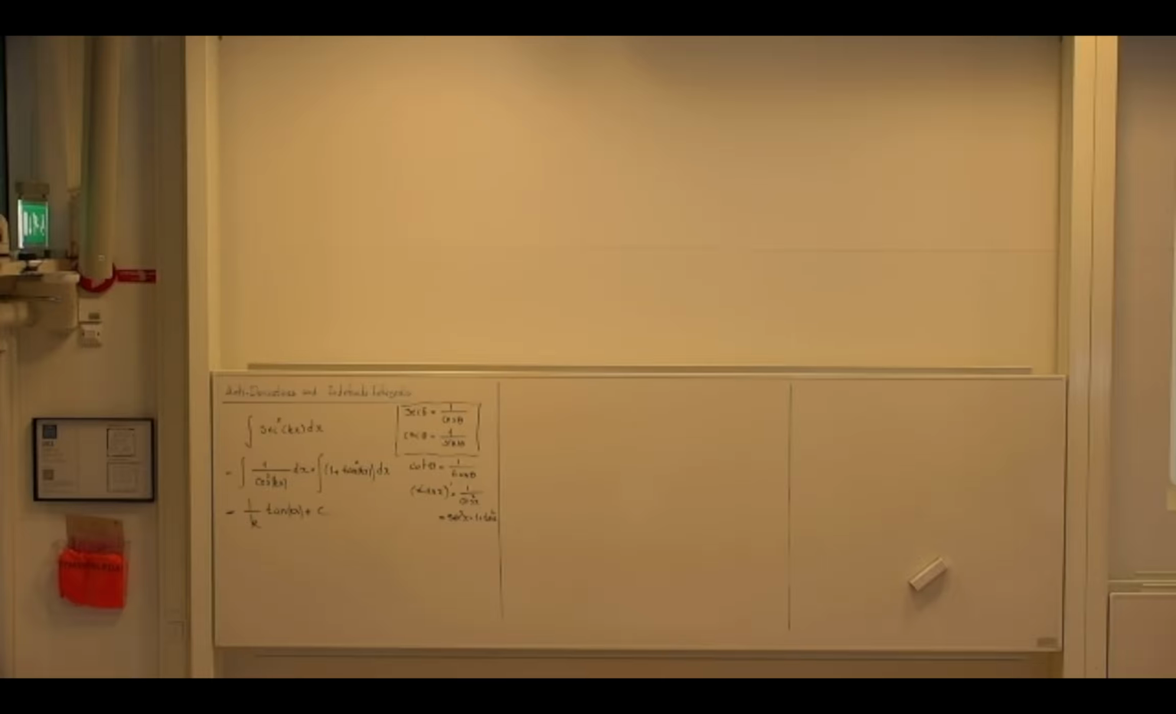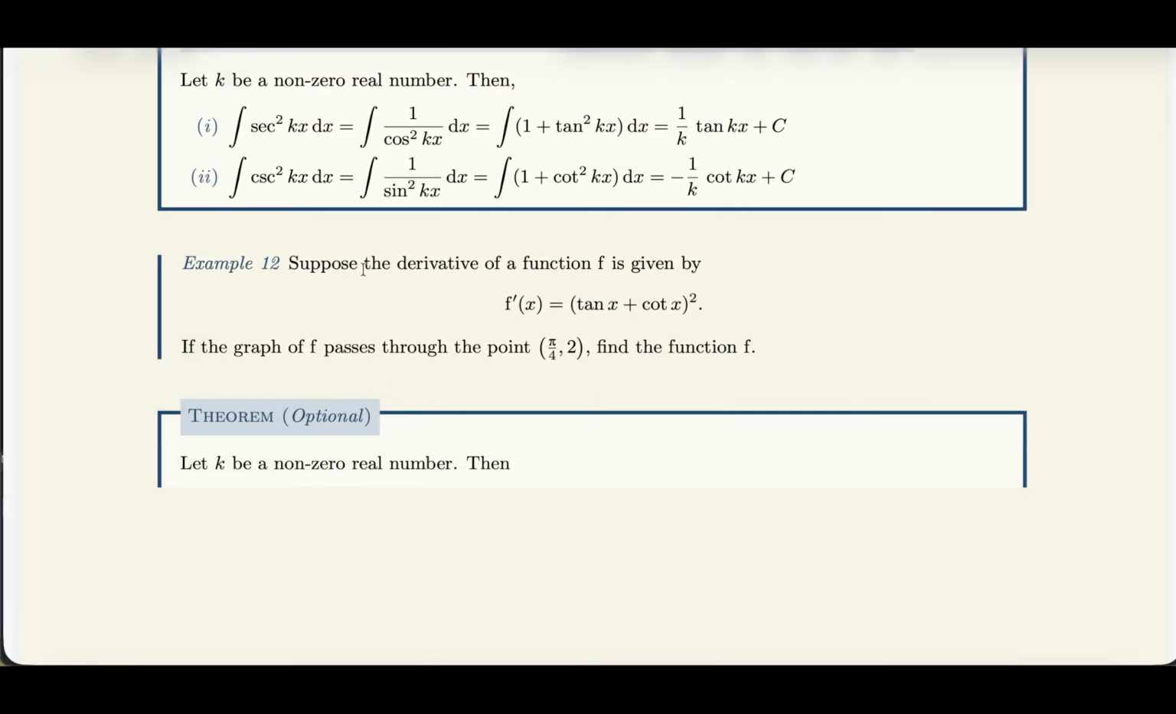But let us do one example here, example number 12. Suppose that the derivative of a function f is given by this formula. I am using cotangent. Might be in the exam they will write it as 1 over tangent. If the graph of f passes through this point, find this function f.